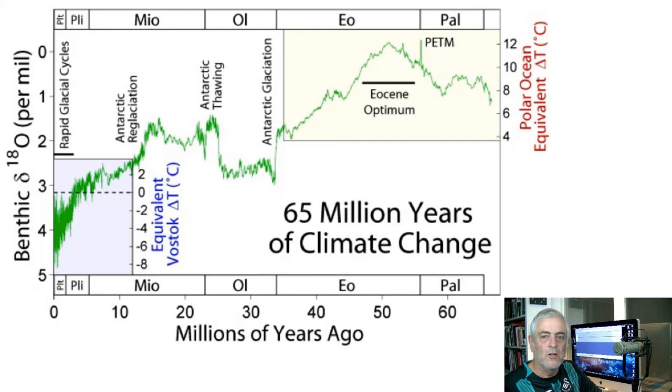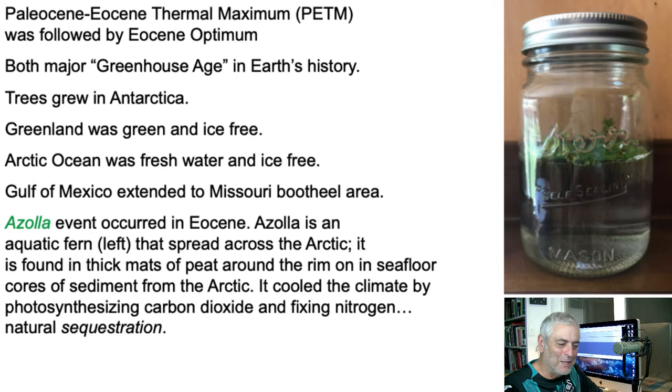So if I were to list out all the things that were kind of important for climate, just over that last 60 million years, we have that PETM event again, right? That followed by that Eocene optimum. Okay, so we're talking about really warm temperatures all through that time period. It was a major greenhouse age. And so trees were growing in Antarctica, as I mentioned previously. Greenland would have actually been green and ice-free at this time.